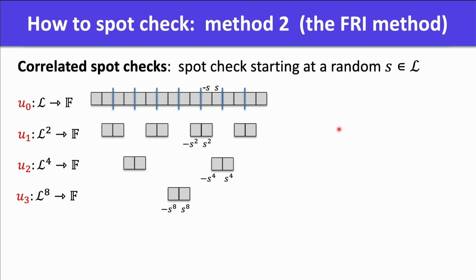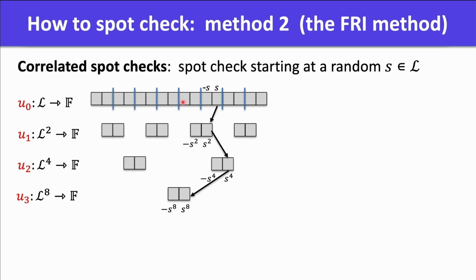There's another way to do spot checking, and that's actually what FRI does, which is a little bit more efficient than what I just showed you, although it introduces some complications later on. What FRI actually does is not independent spot checks, but rather correlated spot checks between the rounds of the protocol. The way FRI does spot checking is it chooses a random point S in L, and then it just keeps squaring this point over and over again. It goes from S to S squared to S to the fourth to S to the eighth.